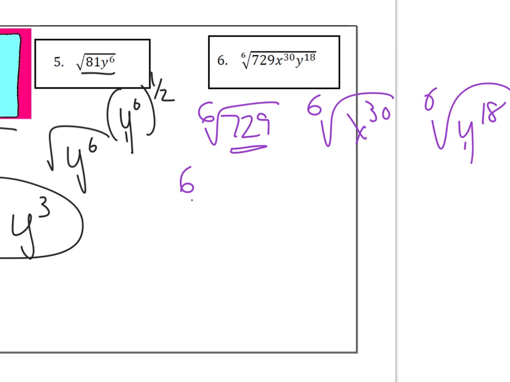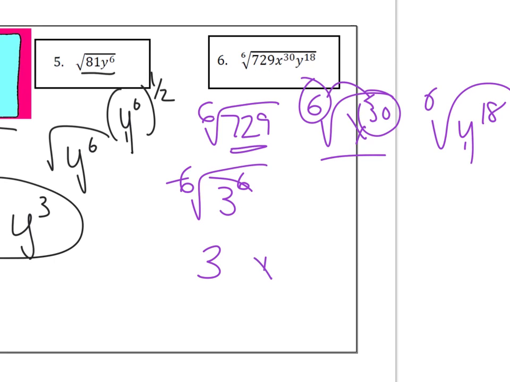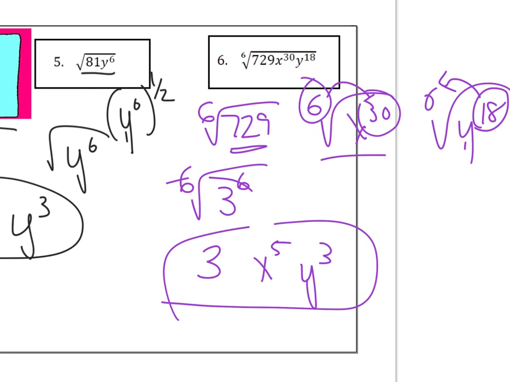And this is actually 3 raised to the 6th power. 729 is. So these 6's kind of cancel out. I'm just left with 3. For x to the 30th, the 6th root of that, basically I'm going to take 30 divided by 6. So that's just going to be x to the 5th. Here with the y, I'm going to take 18 divided by 6. And that's just going to give me y cubed. So all I'm doing is dividing it.